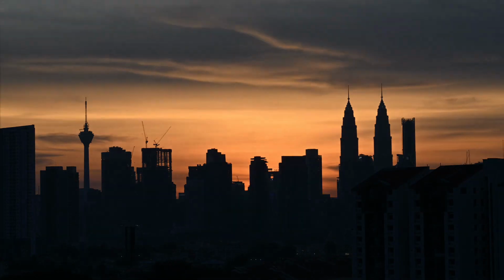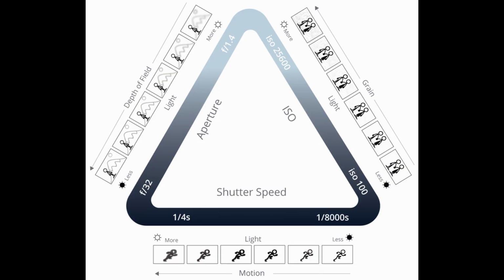To fix this problem, first we need to know that photography is the art of capturing light. If your photo is dark, this means that your photo is underexposed. And if your photo is too bright, it means that your photo is overexposed. To get a correct exposure, we need to balance three things: shutter speed, aperture, and ISO. These three make up what we call the exposure pyramid.